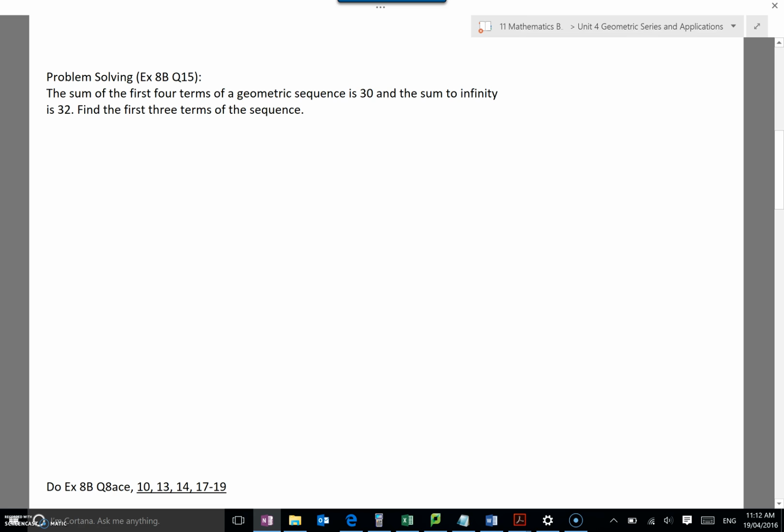The sum of the first 4 terms of a geometric sequence is 30, so I'll write down that information. Sum of the first 4 terms is 30, and the sum to infinity is 32. So the sum of all the terms is 32. And it says find the first 3 terms of the sequence. I'll have a go at doing this. To find the first 3 terms of the sequence, this means find this formula.